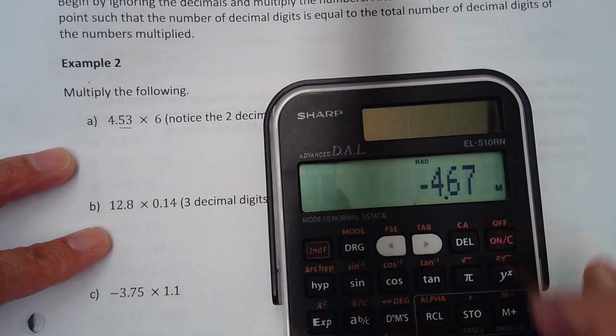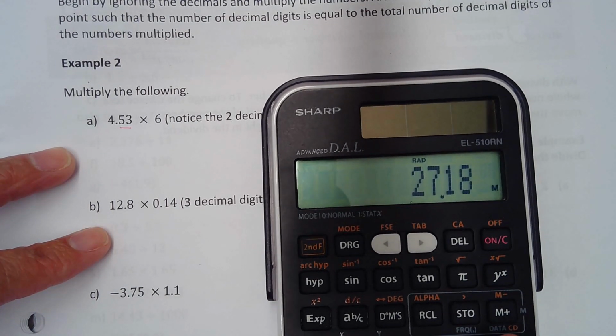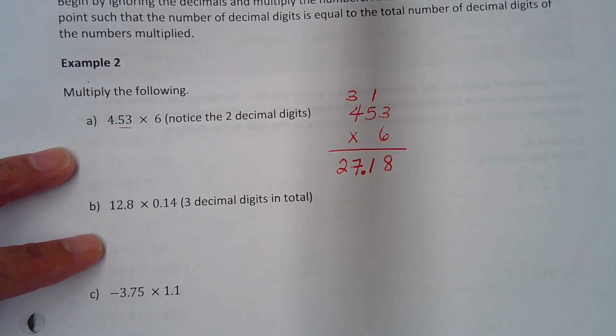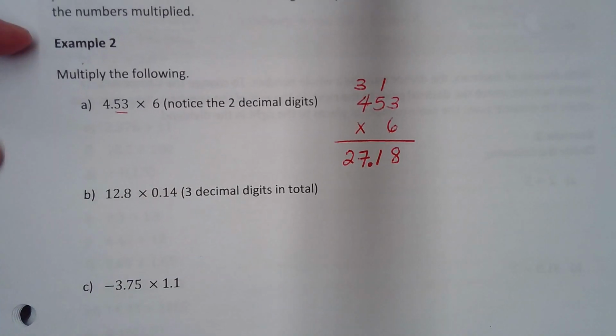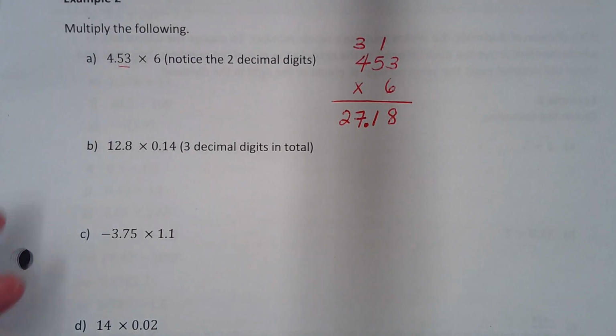Okay, so if you go 4.53 times 6, 27.18. Yeah? No? Yes? No, yes to the answer.